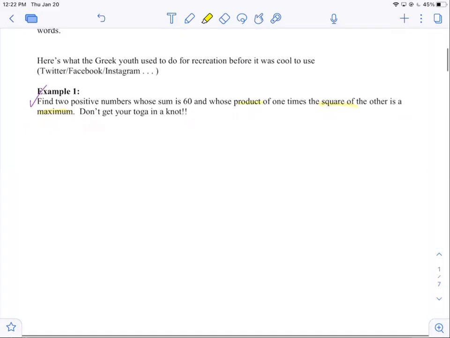So first of all, when you read a problem like this, how are you going to know that it's optimization? What's the key word?